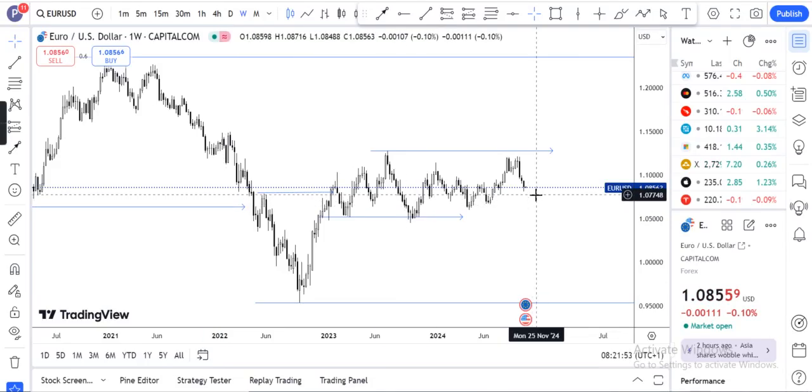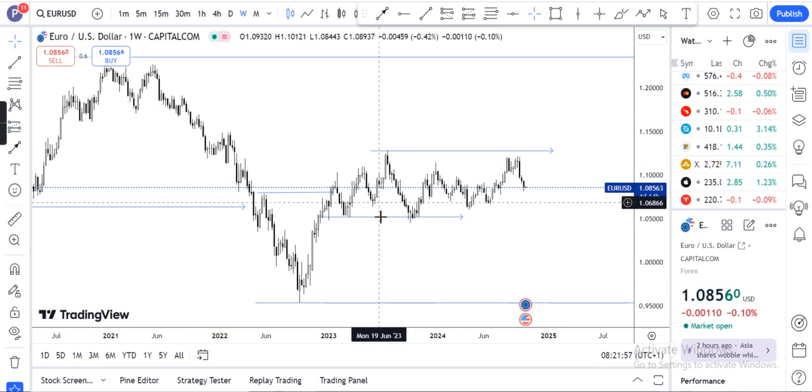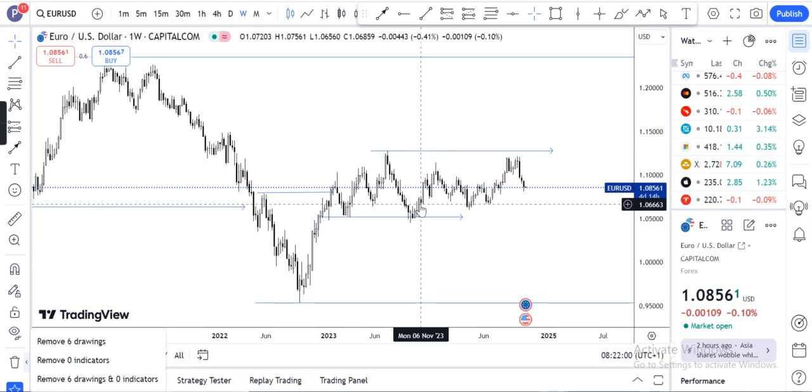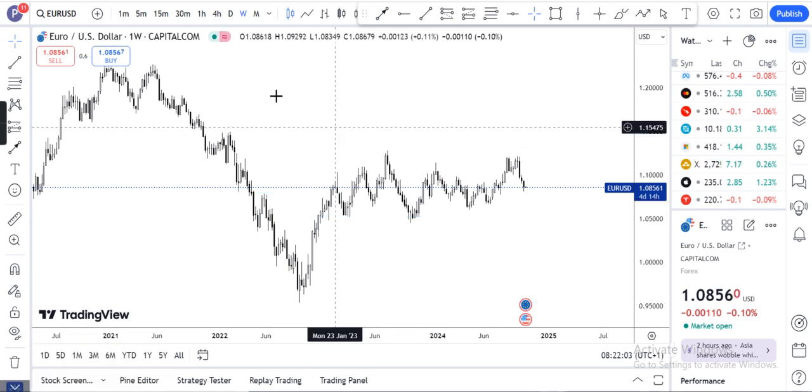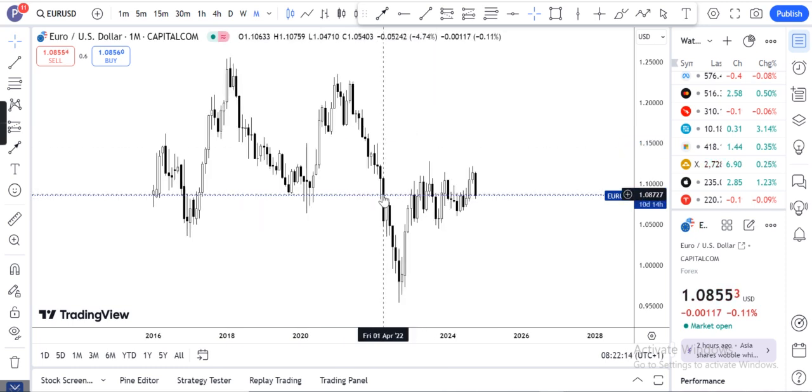I want us to do a market view breakdown on the Euro USD chart. So now I'll simply start my analysis right from the beginning so you guys can have the content and get to watch it whenever you're free. So now we have Euro USD.